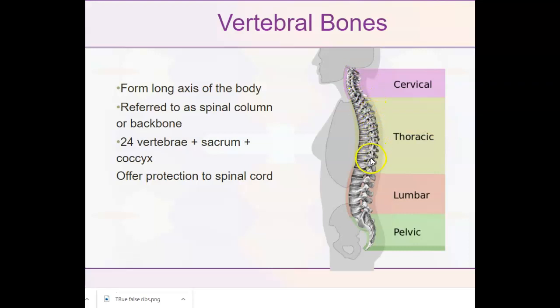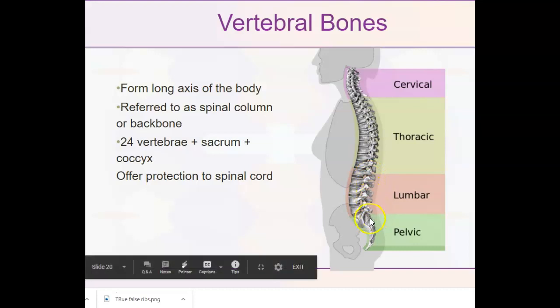Your ribs are your thoracic spine. Every one of these thoracic vertebrae is attached to a rib. There's 12 of them. And then your lumbar vertebrae is your lower back. And then you have the pelvic, which is made up of the sacrum, which is a triangular-shaped bone, and coccyx, which is what is referred to as the tailbone.